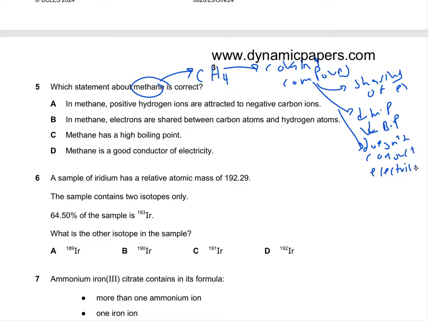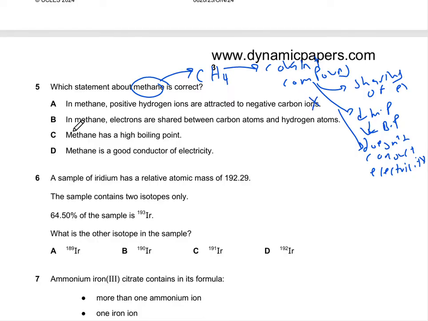So simply, covalent compounds are opposite to ionic compounds in their properties. Covalent compounds are between nonmetals, and an ionic compound is between one metal and one nonmetal. So which statement is correct about methane, which is a hydrocarbon and a covalent compound? In methane, positive hydrogen ions are attracted to negative carbon ions?